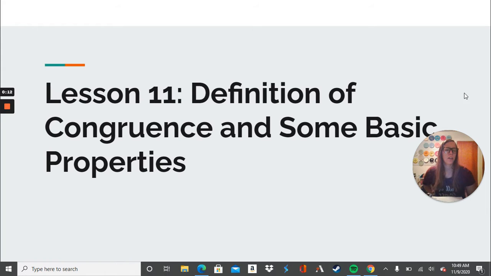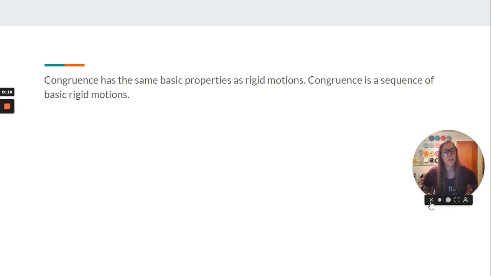So maybe you're wondering what congruence is. It's actually basically the same thing that we kind of talked about in the last lesson of the first half. So congruence has the same basic properties as rigid motions, meaning that the lengths aren't going to change, the angles aren't going to change, it maps a ray to a ray, a line to a line, so on and so forth. But congruence is a sequence of basic rigid motions. That's basically what it is in this case, okay?